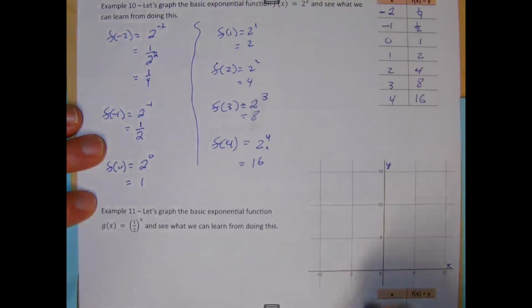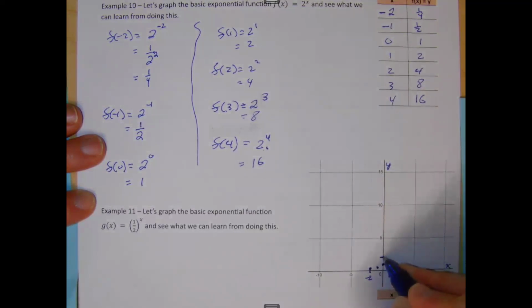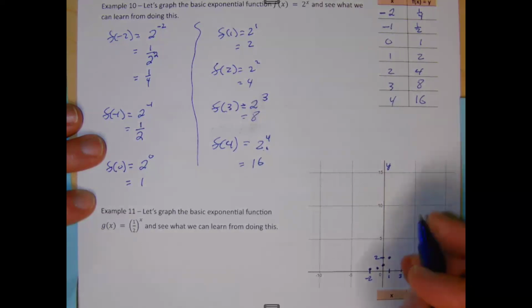So notice at -2, here's -2. I have 1/4, so it's very tight. I mean, you can barely see where it's located. Here's -1, and it's a half. I can see that a little better. And at 0 is a 1. And then at 1, just right here, I get 2. And so I'm going to mark 2 right here just to be clear. At 2, it goes to 4.